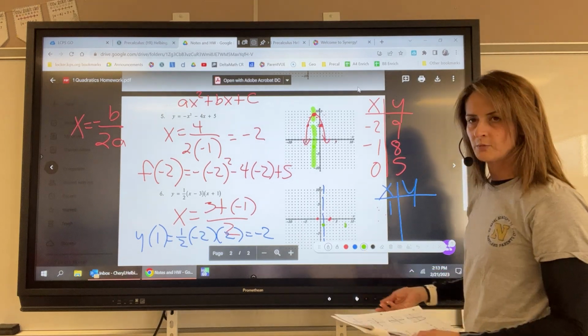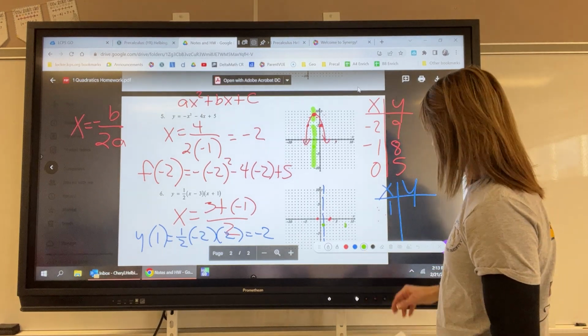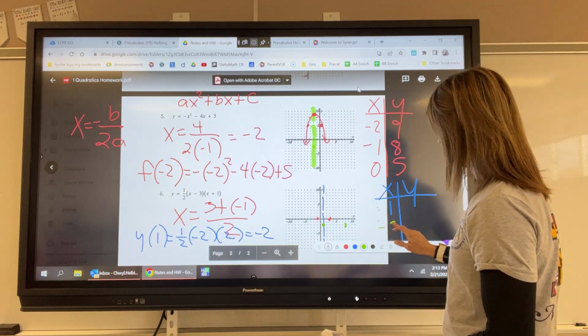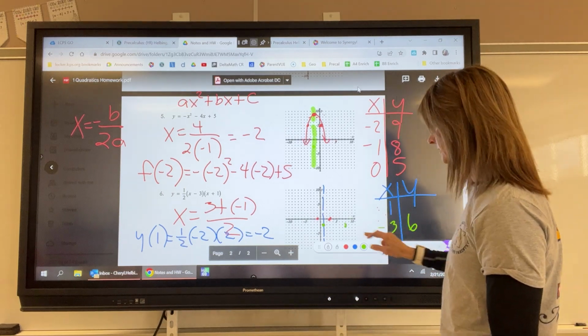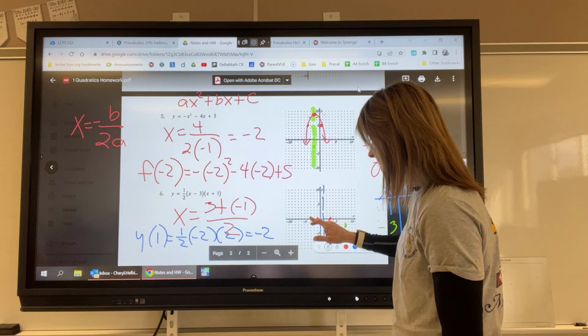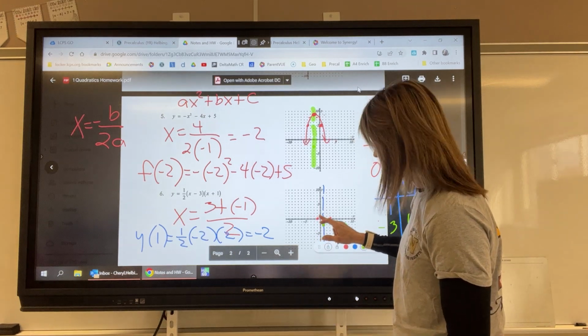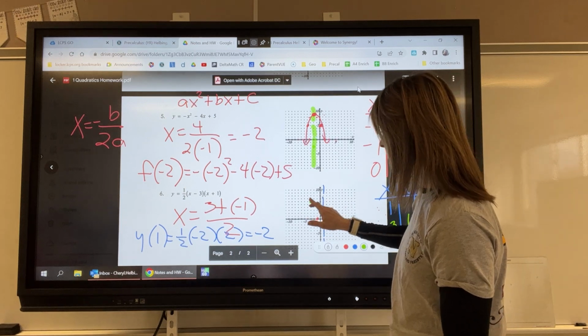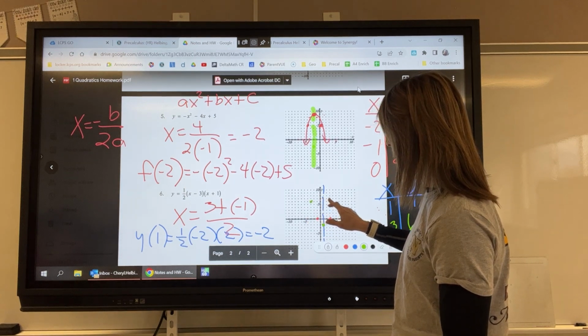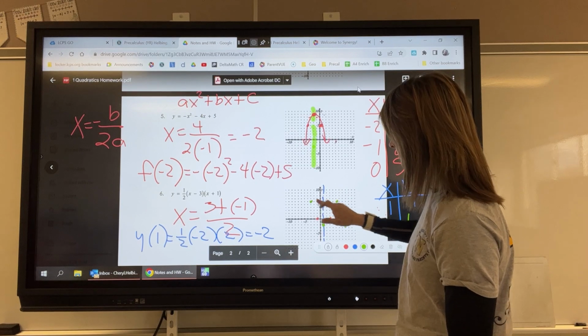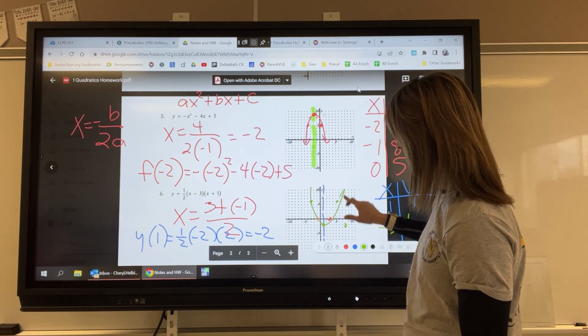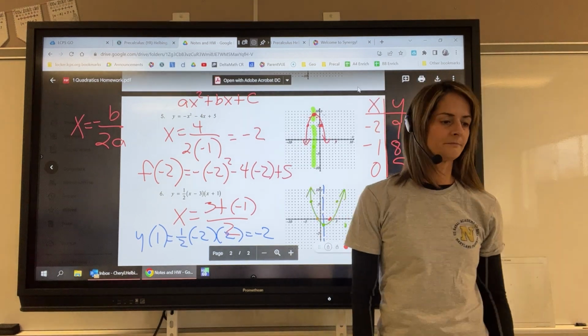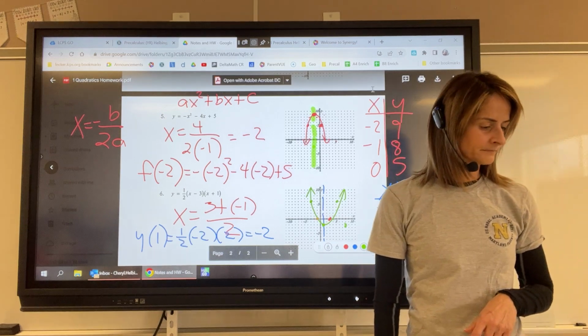If you want to plot one more point, you know, you can plug in -3 and see what you get. You get 6. So you could do that. Is that 6? And then you can reflect it over the line here. It's 1, 2, 3, 4, 1, 2, 3, 4. You could do that. That's it. Done.